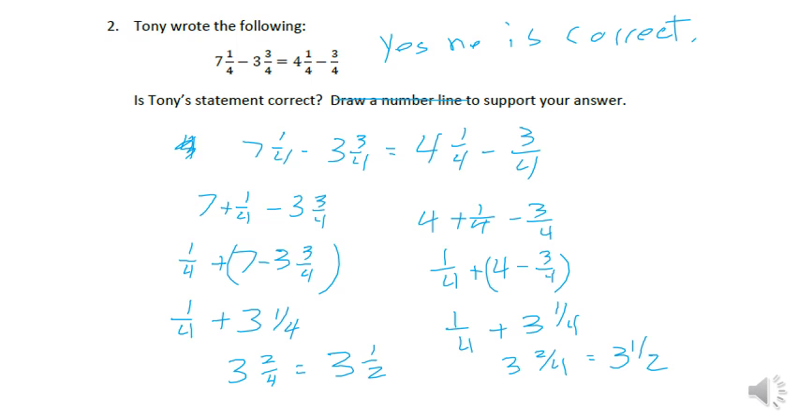Now it says draw a number line, but that's not one of the strategies we used in class, so I'm not concerned with you using a number line.